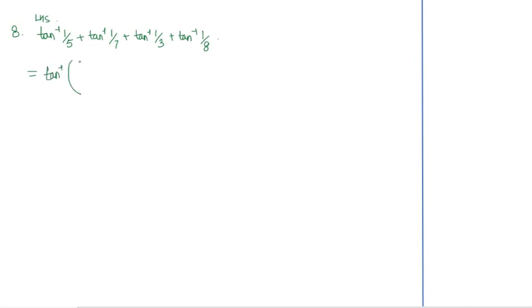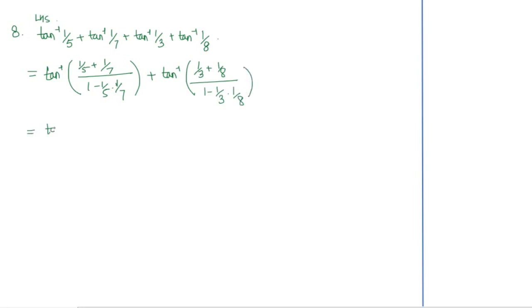Combining this 1 by 5 and 1 by 7 is going to give me 1 by 5 plus 1 by 7 by 1 minus 1 by 5 into 1 by 7. Alright, combining 1 by 3 and 1 by 8 will be giving me 1 by 3 plus 1 by 8 by 1 minus 1 by 3 into 1 by 8. Alright, now what is left is just calculation and nothing else.